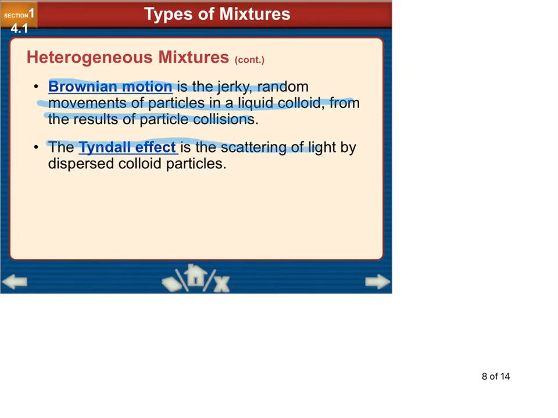Tyndall effect is the scattering of light by dispersed colloid particles. You see this effect if you're driving in fog at night with your lights on, and you click your brights on. Light scatters a lot, and the light spreads out. When you're on your low beams, it usually stays under the fog and doesn't spread out as much. But fog is a type of colloid.